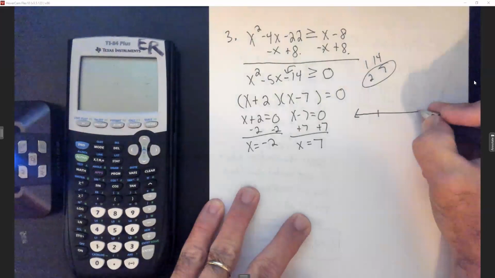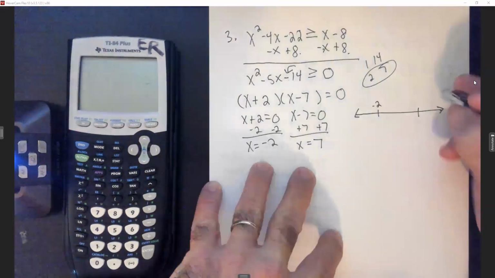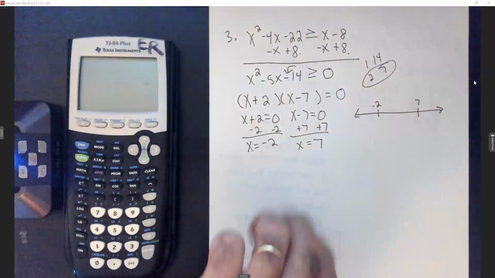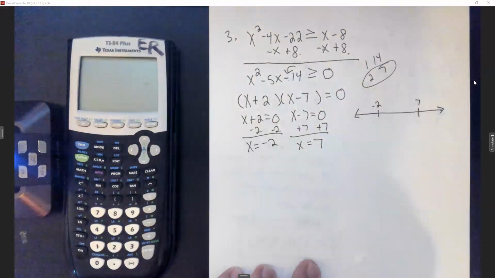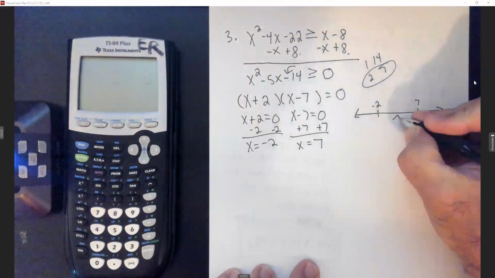All right, let's see, who's first? Negative 2 would be first, and then 7 would come after. This time when I look, my 0 is in between the negative 2 and the 7. So I'm going to test my 0 right there in the middle.